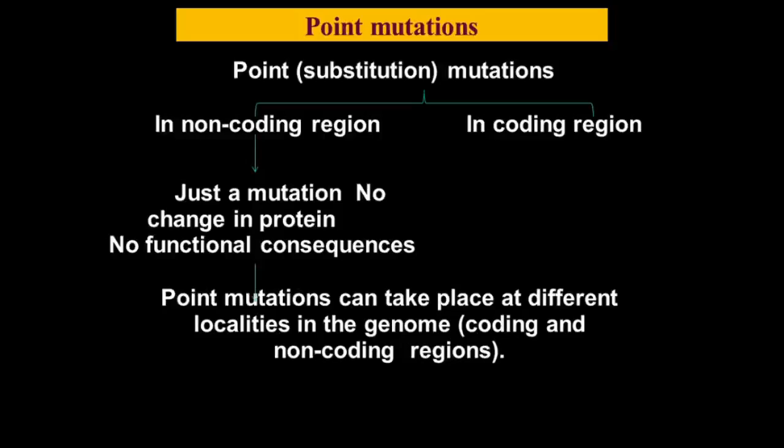Point mutations are divided into two parts. A point mutation may occur in the non-coding region or in the coding region. If it occurs in the non-coding region, it is just a simple mutation, with no change in the protein and no functional consequences. The phenotypes are not observed if the mutation happens in the non-coding region. Point mutations can take place at different localities in the genome, coding and non-coding regions.